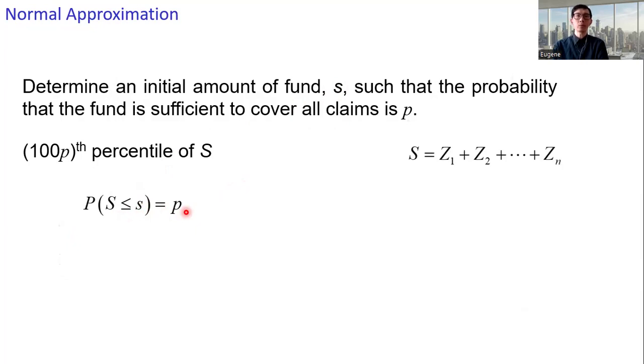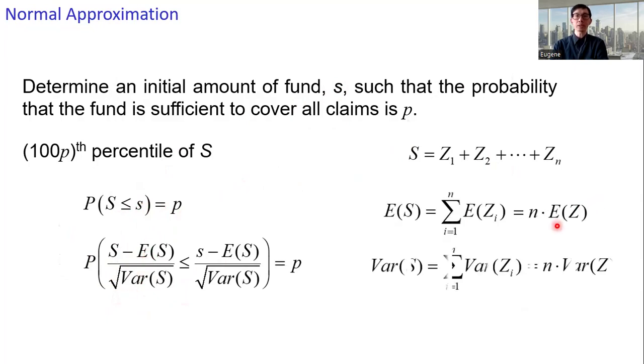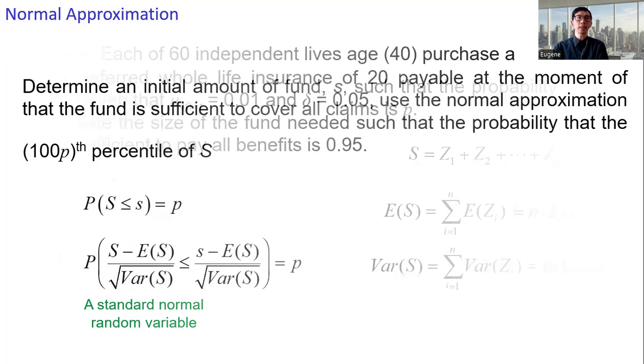We have S equals Z1 plus Z2 plus up to Zn. Under normal approximation, we can express this as S minus the expected value of S over the square root of the variance of S, where the expectation and the variance are given by this. And this approximately follows a standard normal. All right, so this is the idea. Let's take a look at an example.